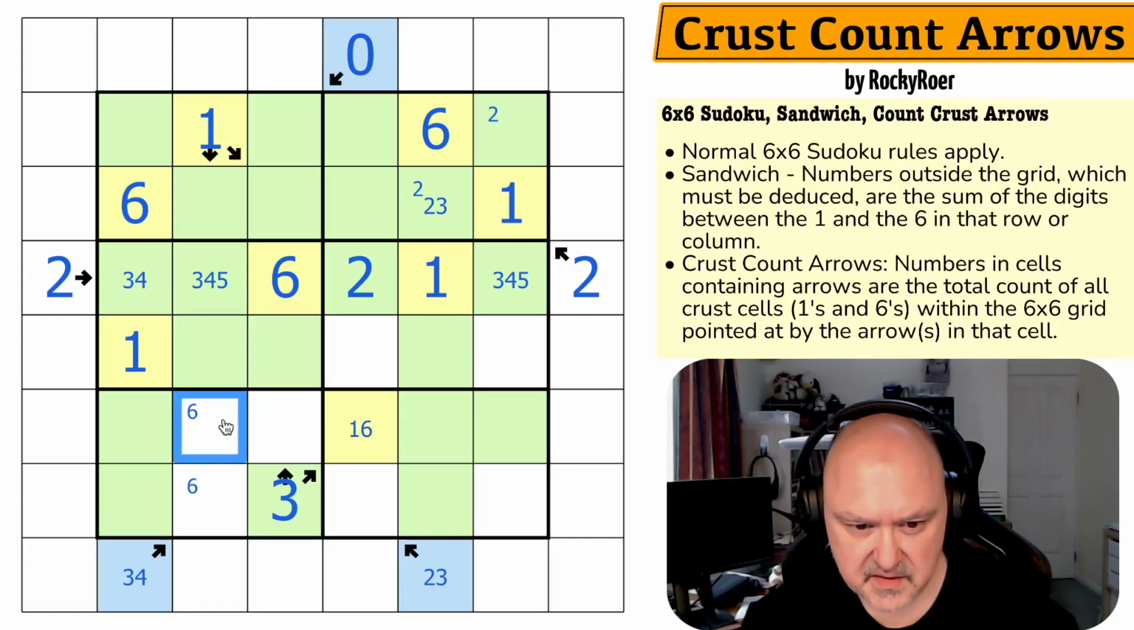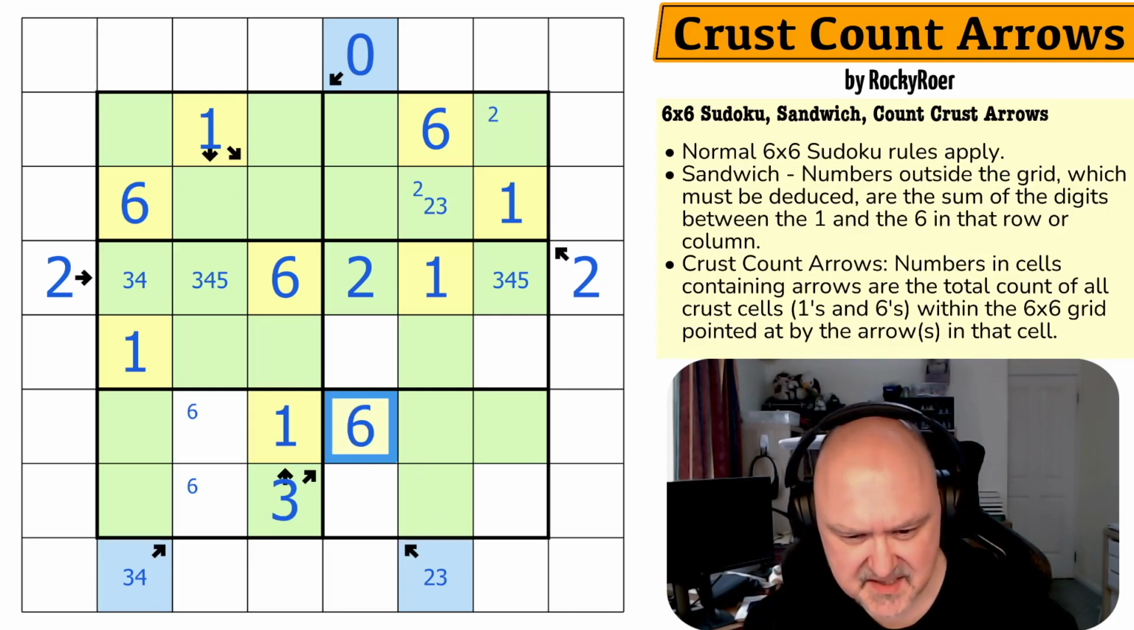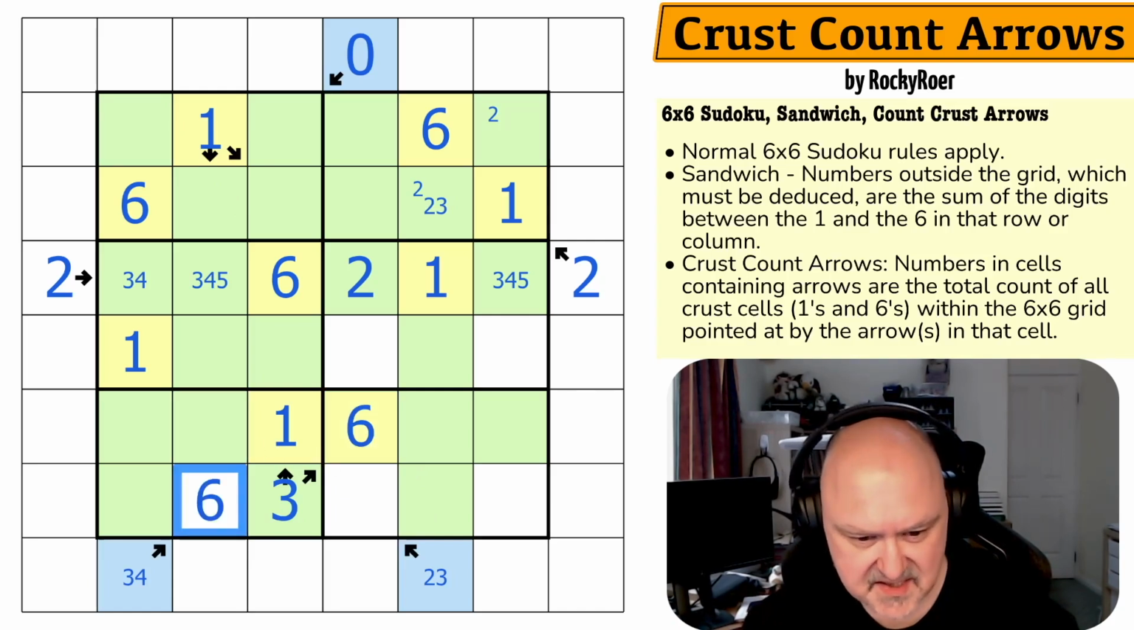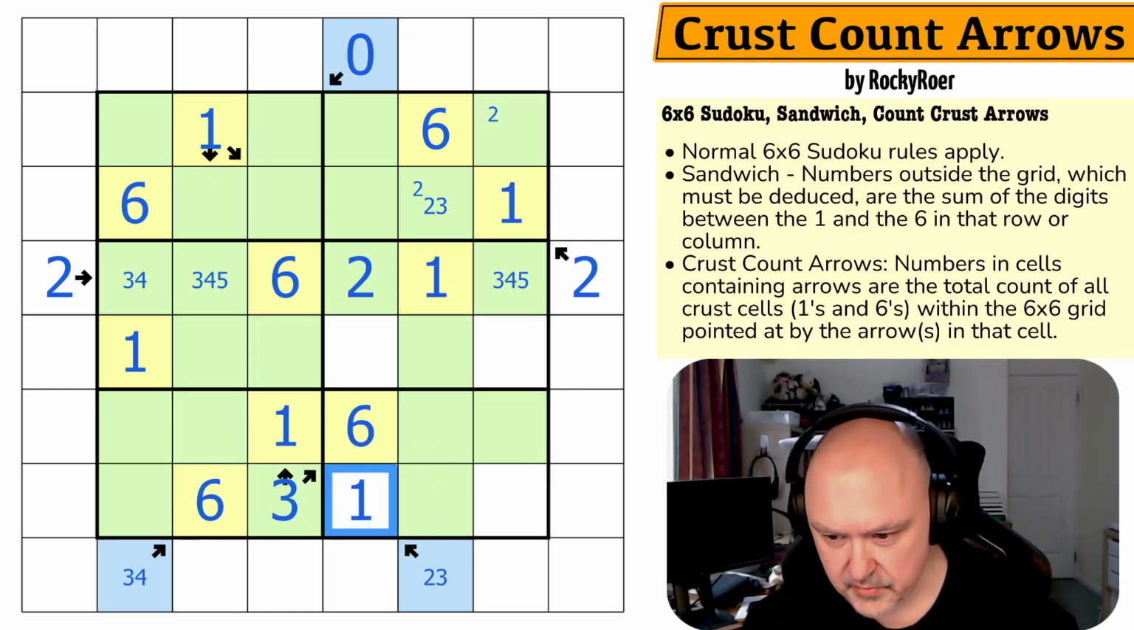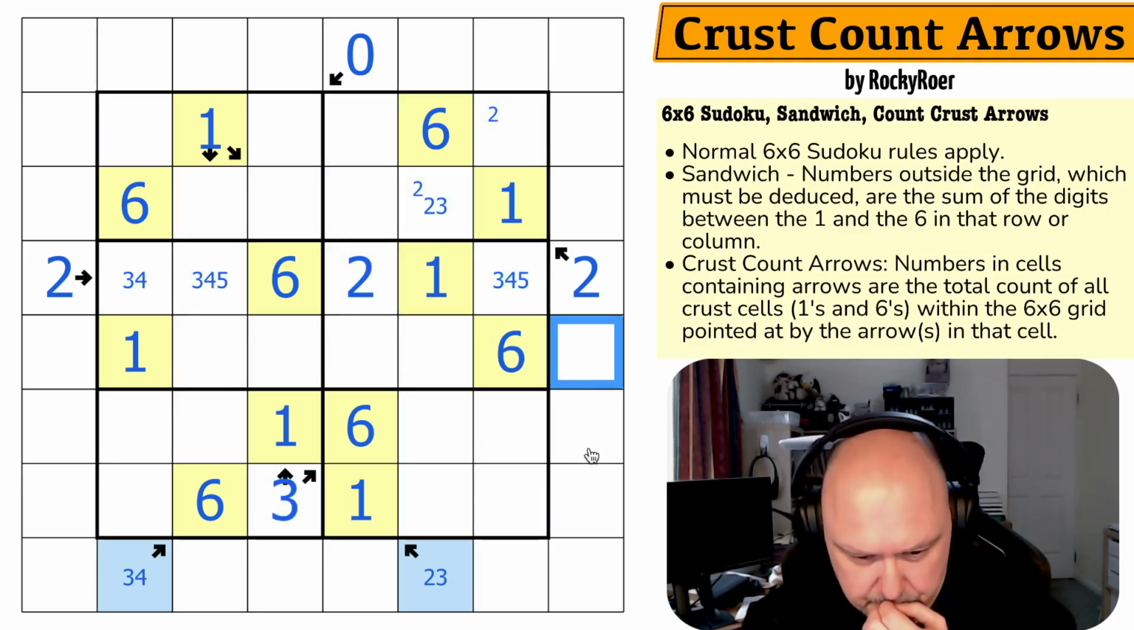In fact, yeah, there's a 6 down here, which will be the thing that it sees. But this is now a 1 by Sudoku. So that's crust. This is the 6. This is not crust. So this is not the 6. This is the 6, which is the crust. 1 is here by Sudoku, fulfilling this 0 sandwich. This is not crust. This is not crust. This is the 6, which is crust, and I've done all the crusts.